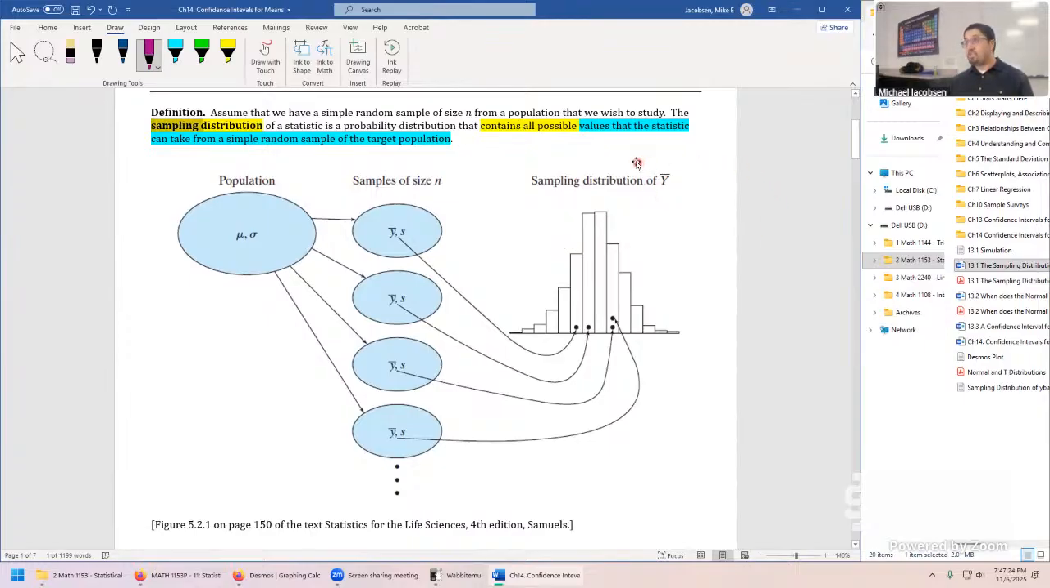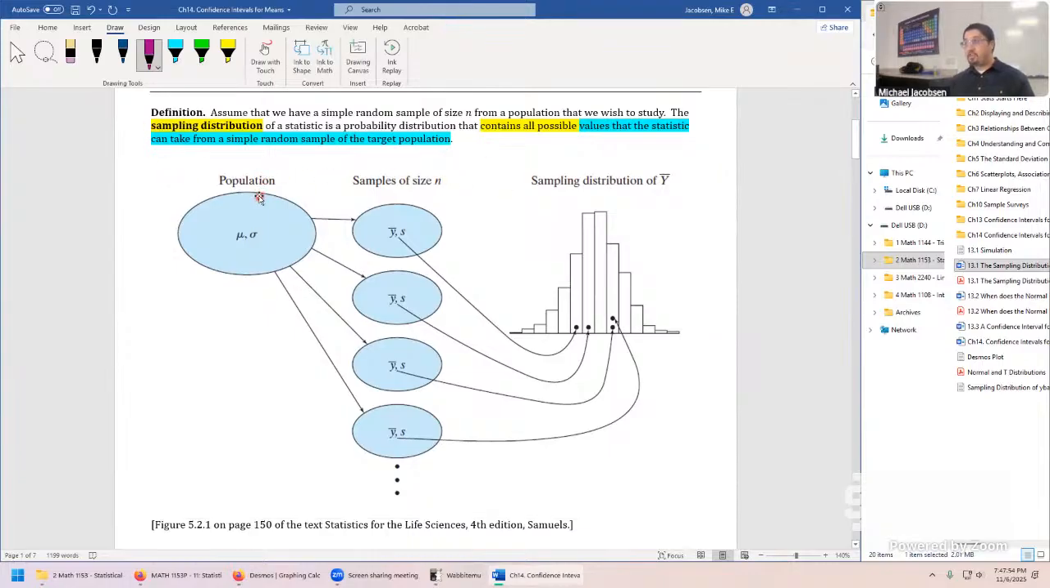The sampling distribution of a statistic is a probability distribution, kind of like a normal distribution, for example, that contains all possible values the statistic can take from a simple random sample of the target population. So that's a pretty dense statement, and it was kind of a similar statement in section 13.1. This graph below is to try to help us understand that entire statement above.